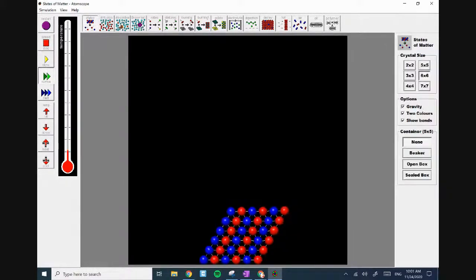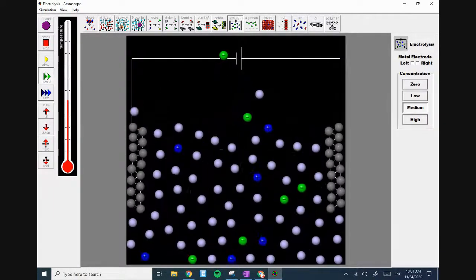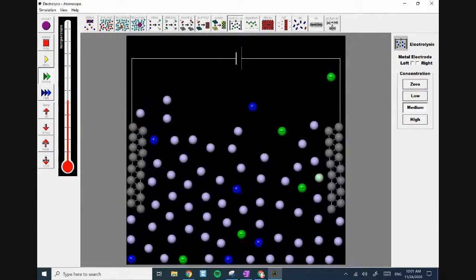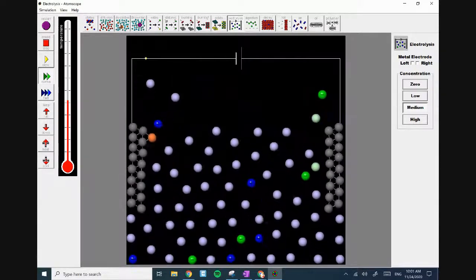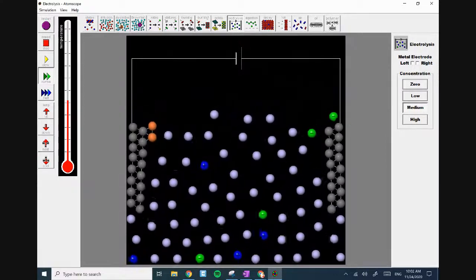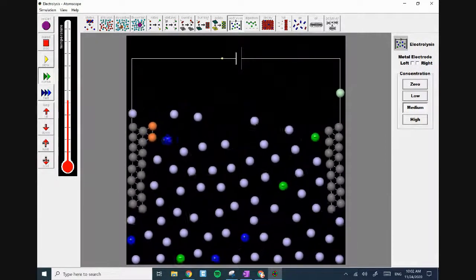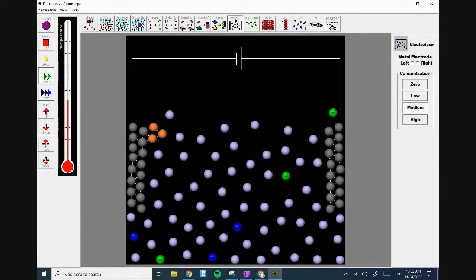Can I give you an ionic? Annoyingly, no, I can't. Let's just stick with that one. In this situation, you can see that the negatives are all moving towards this side, towards the green side, where the green particles are, moving to the right-hand side.